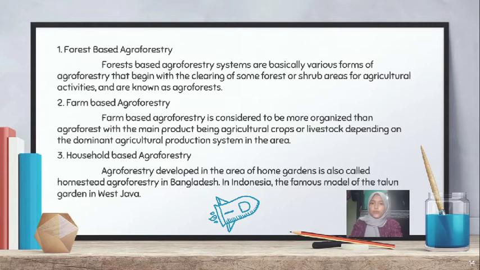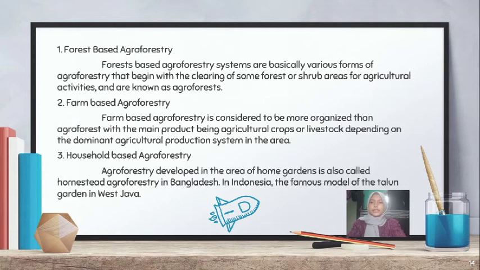The second is farm-based agroforestry. Farm-based agroforestry is considered to be more organized than agroforest, with the main product being agricultural crops or livestock depending on the dominant agricultural product system in the area. The forestry component is a supporting element for increasing productivity or system sustainability.